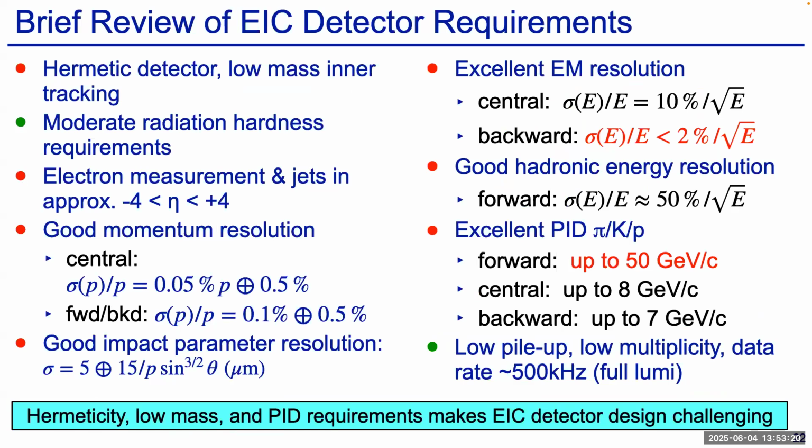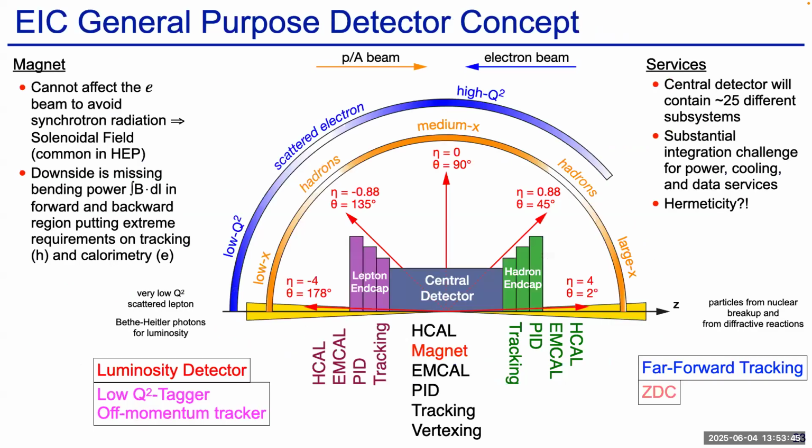Here I add up all the requirements. I just want to emphasize, we have to measure as much as possible. So from -4 to +4 in rapidity. We need, especially in the backward region for the scattered electron, the best possible resolution. And we need PID up to 50 GeV. So then you sit down and you think, how do I do that? So then you go to the machine people and ask, what magnets can we put in? And here's the trick.